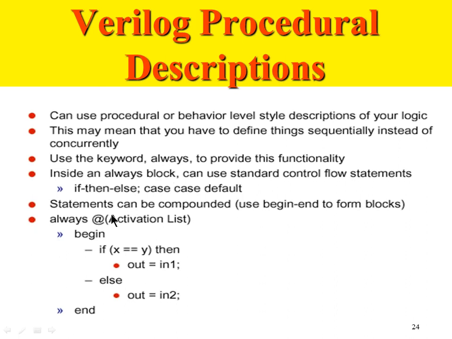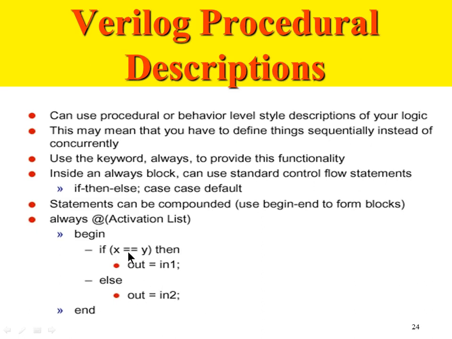So using the always keyword, this is the way it works. If you take this simple piece of Verilog code, always at activation list. This list could have one or multiple signals in it. Any change in the signal value and this always block is triggered for execution. Begin the always block. So anytime you have an always block, you have a begin and end for that block. If x is equal to y, then out gets in 1, else out gets in 2.